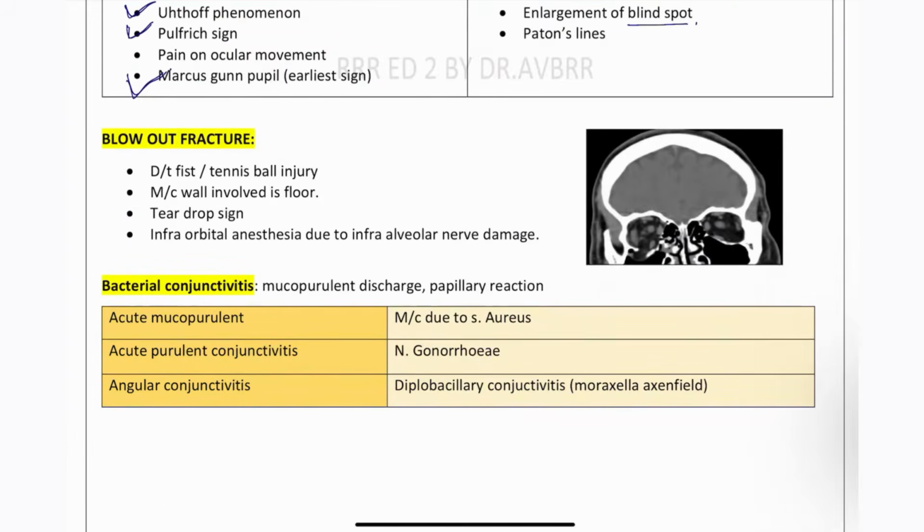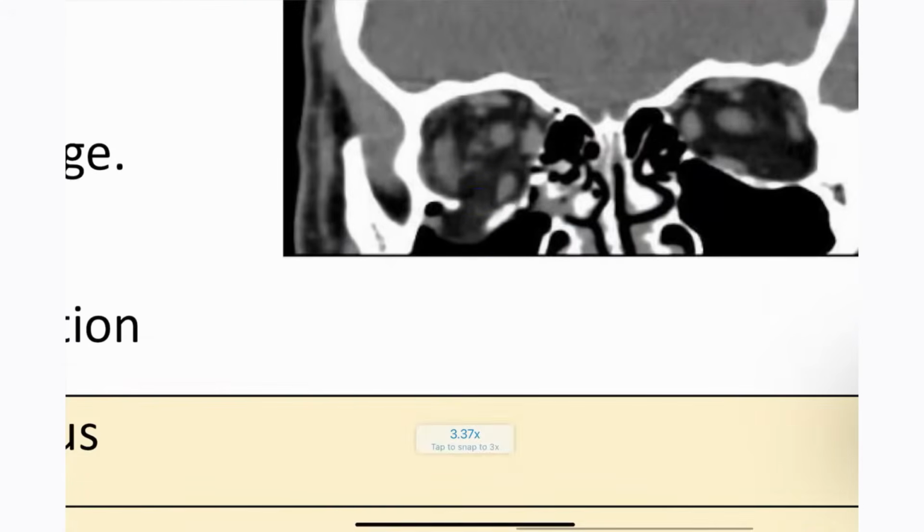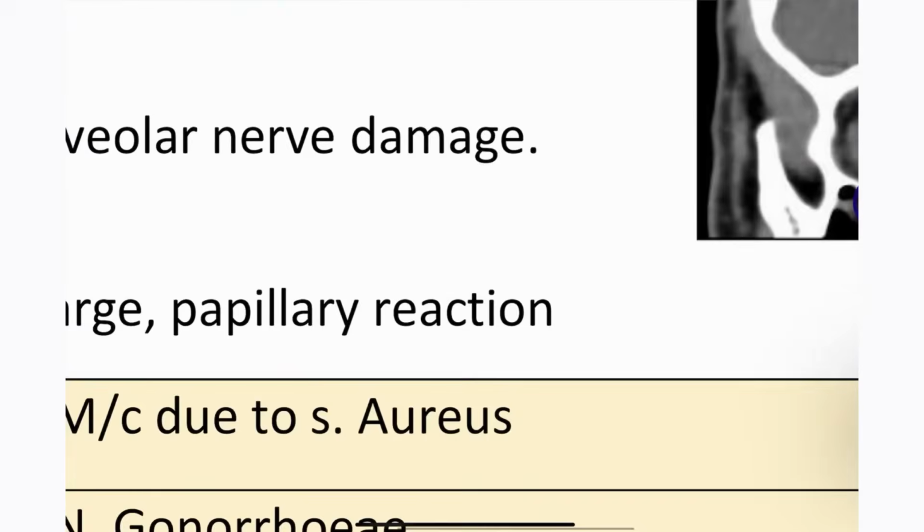Next, blowout fracture. This is the weak area, right? The floor is going to be involved more. You are going to see the teardrop sign. Okay, this is the location. Teardrop sign you are going to see.